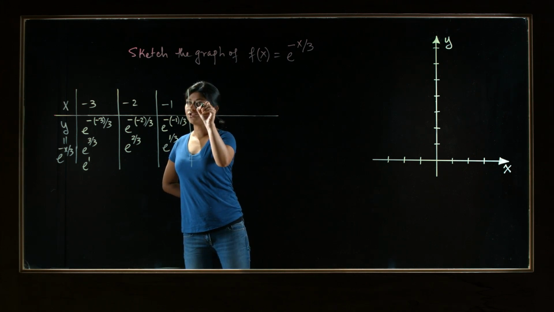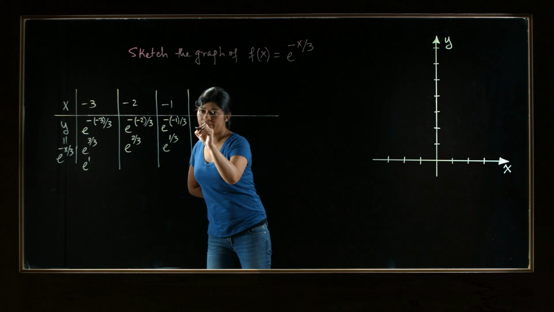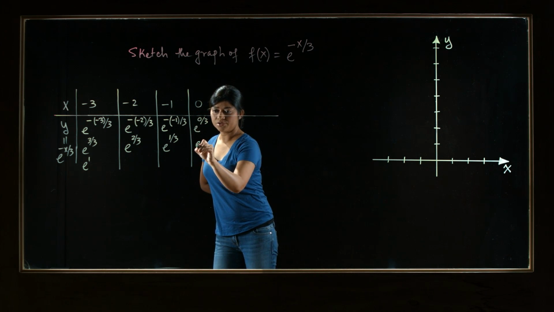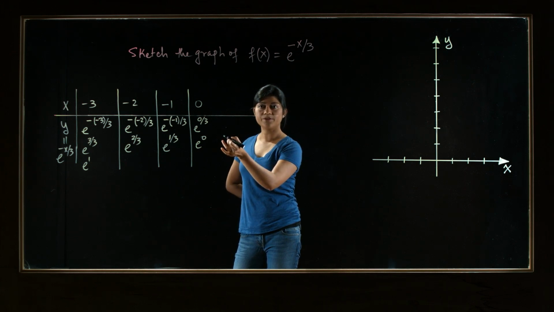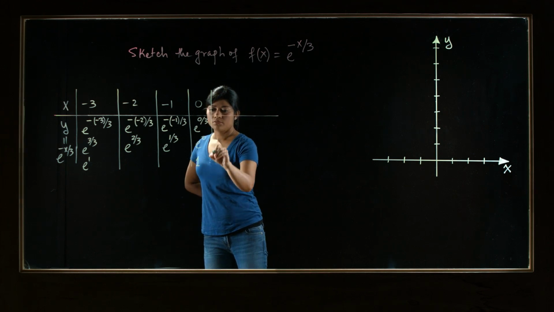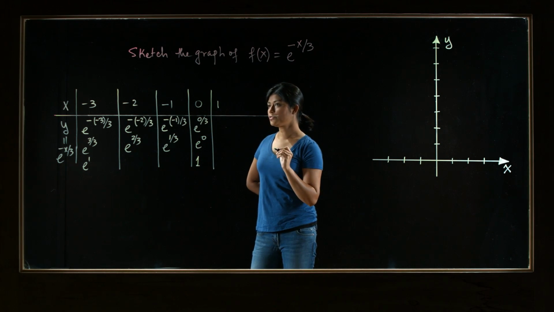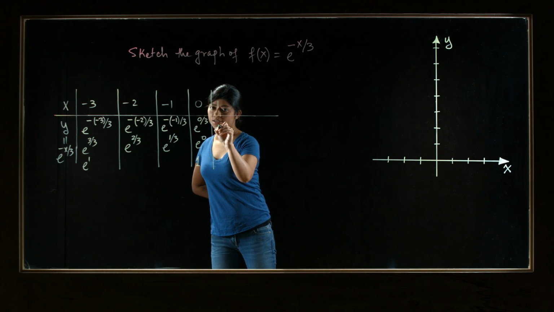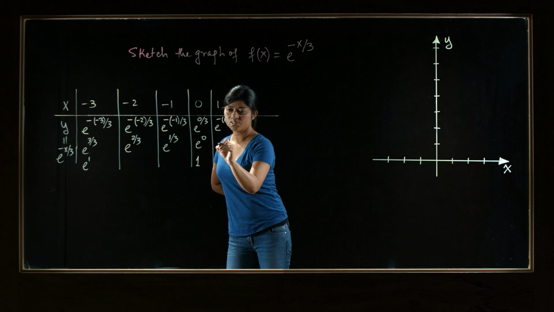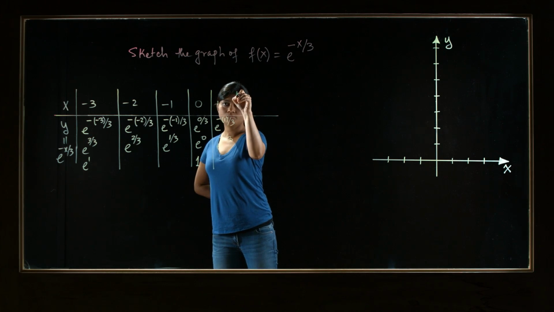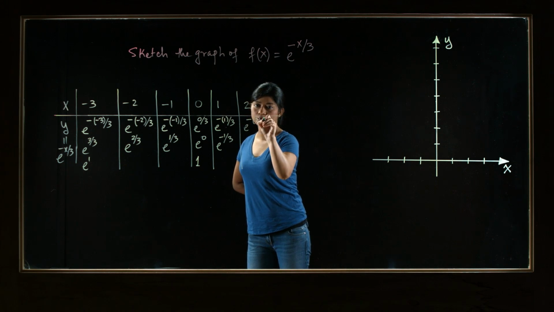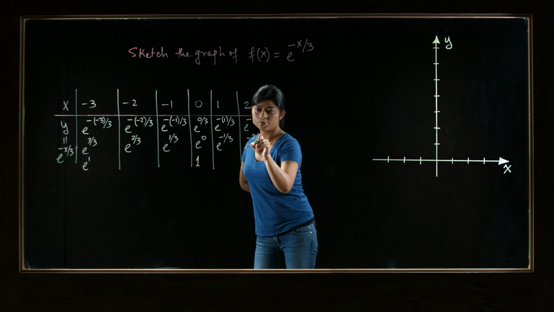Then, let's see what happens at x equals 0. We get e to the power 0 over 3, which is e to the 0, and we know using the property of exponent e to the 0 is 1. And then let's plug in some positive values. So, for x equals 1, we get e to the power negative of 1 over 3. So, this is just e to the negative 1/3. At 2, we have e to the negative of 2 over 3. So, e to the negative 2/3.